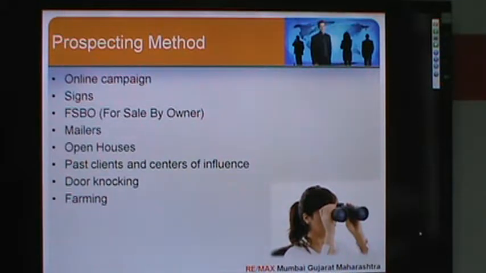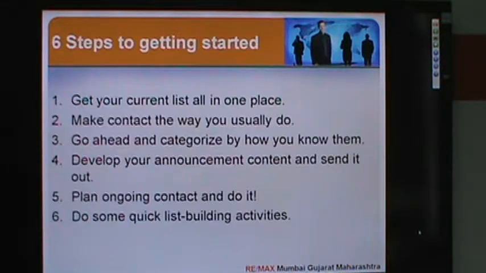Suppose you are good at online campaigns, signs, FSBOs, mailers, open houses, past client and center of influence, door knocking, farming. Decide your prospecting method and become the best in it. So to start with, we have identified these 6 steps to get started.